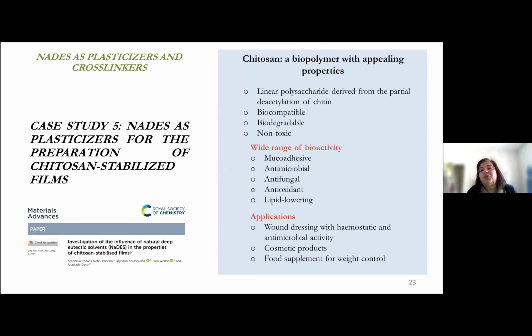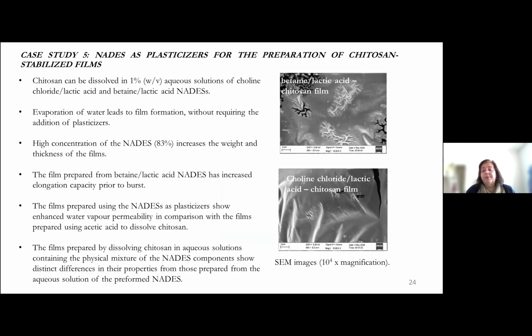Because NADES do not stop making us creative. We have used them as plasticizers for the preparation of chitosan stabilized films. So these films were prepared using solutions of betaine lactic acid NADES and choline chloride lactic acid NADES. And by dissolving chitosan in these, we were able, after evaporating the water, to form nice films.